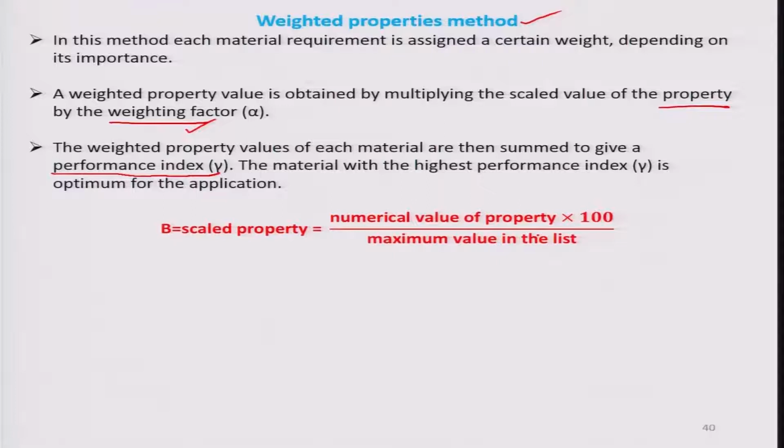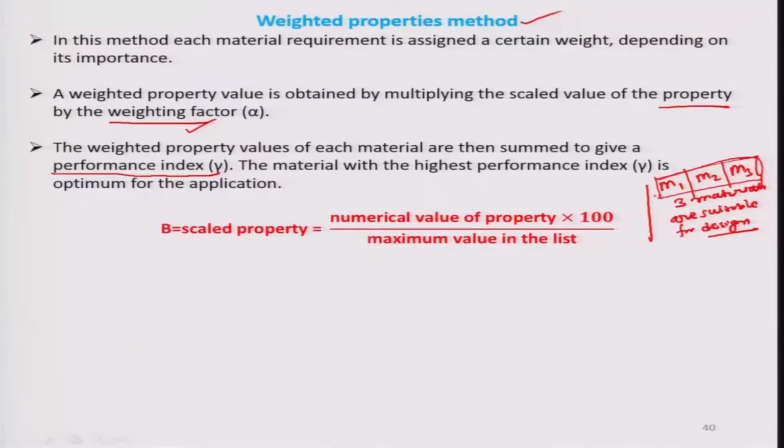So, the numerical value of the property and the maximum value in the list. Suppose that after screening you found that M1, M2 and M3, 3 materials, are suitable for design. Okay. Then what you will do, you just judge these materials on a property basis. So, you calculate the scaled property for each material. So, how will you calculate it? There is a numerical value of the property.